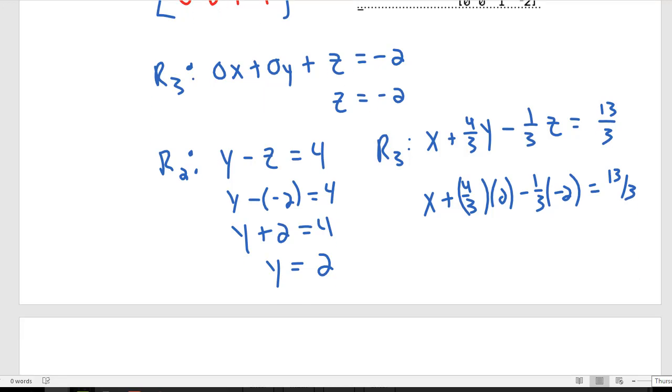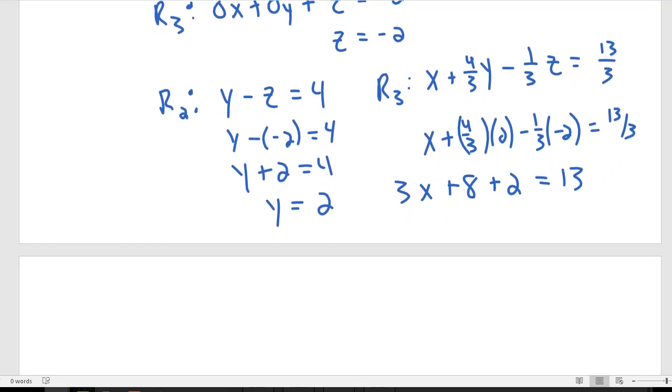Alright, can I be honest with you here? I don't really like to deal with fractions. Notice how these are all denominators of 3. I'm going to multiply everything by 3 here. So 3 times x is 3x. When I multiply 3 to this term, it cancels in the denominator. So I get 4 times 2, which is 8. And when I multiply the 3 here, again, it cancels the 3 in the denominator. I get negative 1 times negative 2, which is plus 2. And when I multiply this by 3, the 3 cancels, and I get 13.